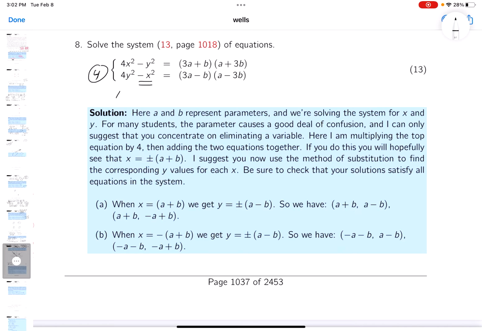So that's going to be 16y squared minus 4x squared. I'm multiplying the bottom equation by 4, by the way. 4, 3a minus b, a minus 3. Whoops, sorry about that, 3b. All right? Now, if I add those two equations together, it's not that bad.